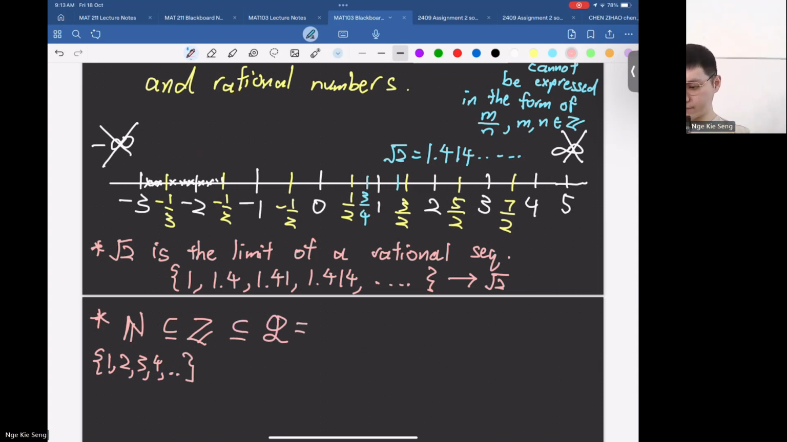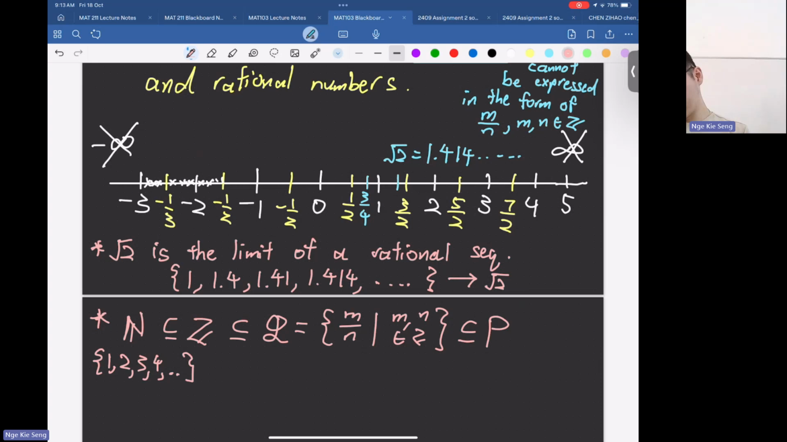These are all the ratios m over n, where m and n are in Z. And rational is in real number. So these are the numbers that you need to be sensitive about: natural number, integer, rational number, and real number.